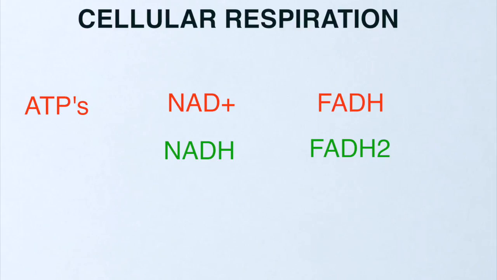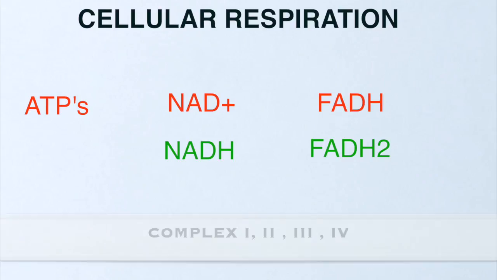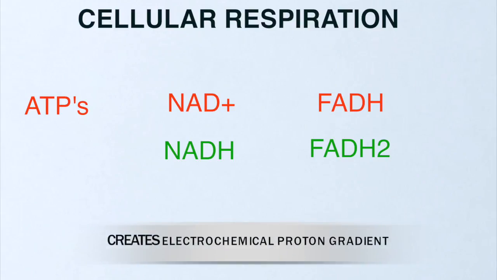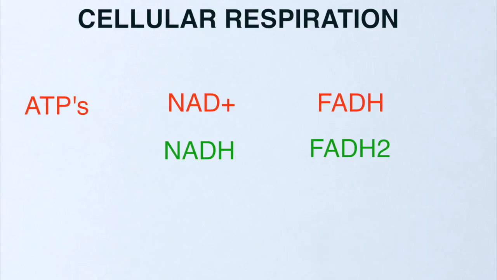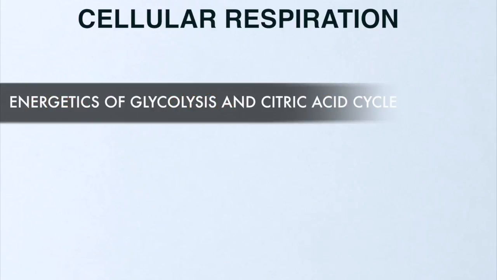The electrons are transferred between complex molecules, and in that they lose energy which is used to pump protons from the matrix to the intermembrane space, and ultimately we get the production of ATPs via chemiosmosis. This will be explained in detail in the upcoming video. So here we will focus more on the energetics of glycolysis and the citric acid cycle. We often get confused about the total net production of ATPs from these processes.